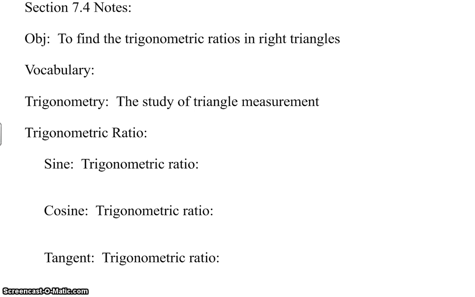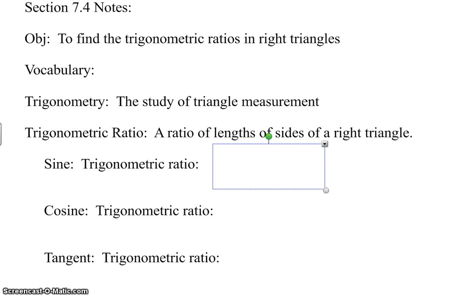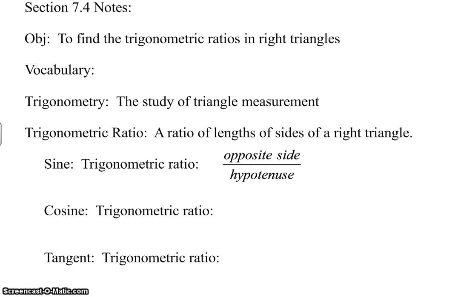A trigonometric ratio is a comparison of two sides of the triangle, or a ratio of their lengths. There are three basic trigonometric ratios that we work with in right triangles. The first one is called the sine. The sine is the ratio of the opposite side over the hypotenuse. Now, these are referring to the opposite side to a specific angle and the hypotenuse for the triangle.